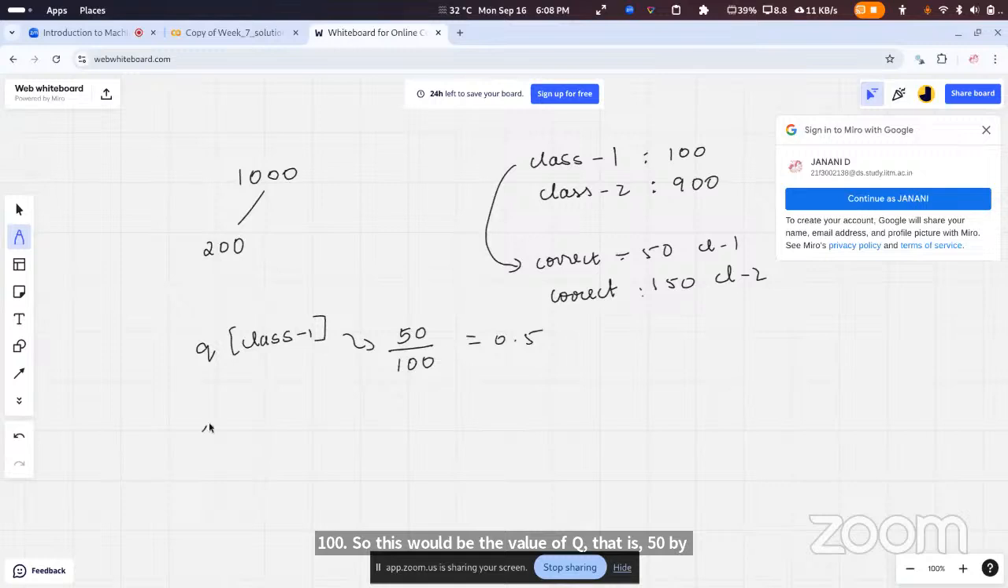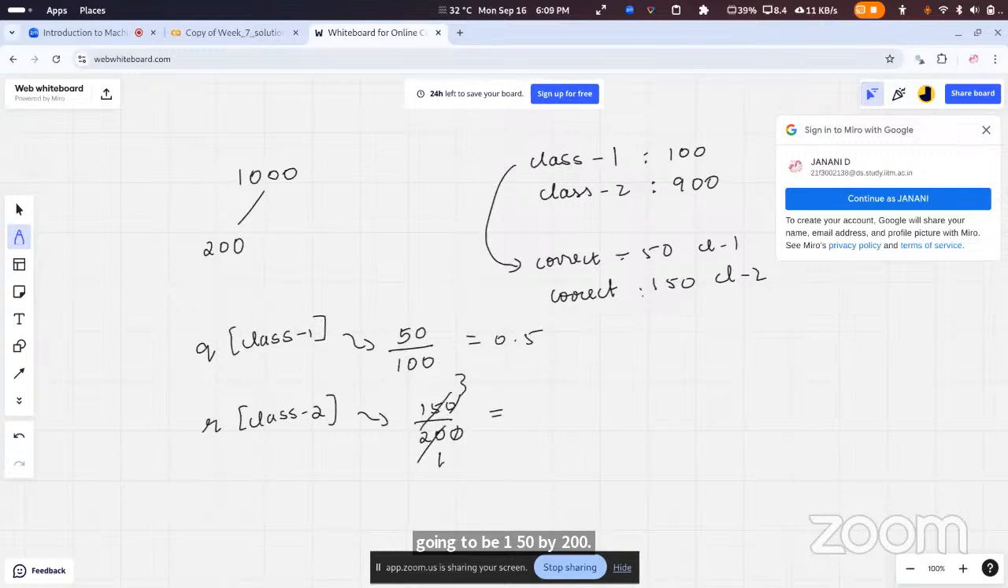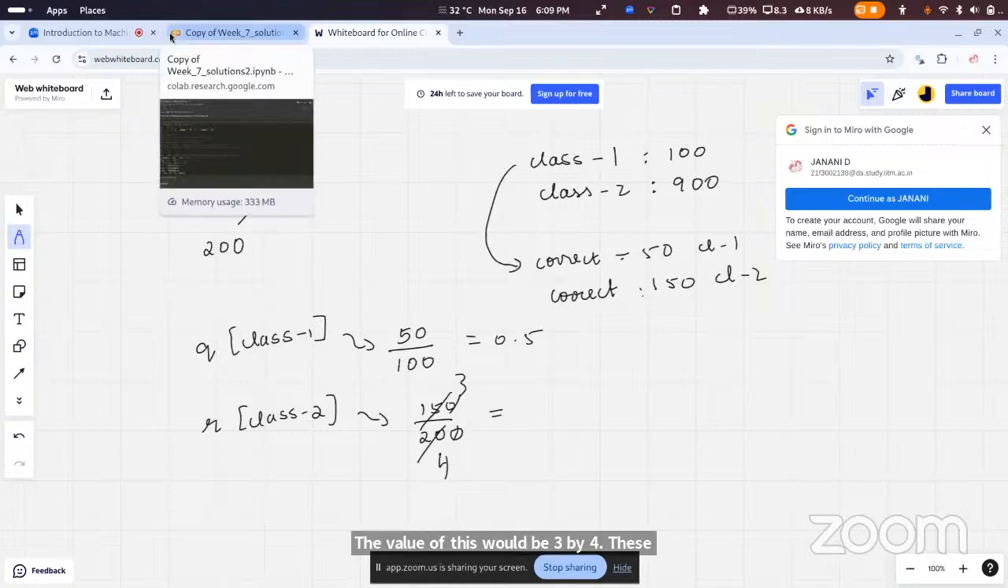And the next parameter is for class 2, which is R. R is the number of points belonging to class 2 which are correctly classified as class 2, right? So here it is going to be 150 by 200, and the value of this would be 3 by 4. These two values are required for calculating information gain.